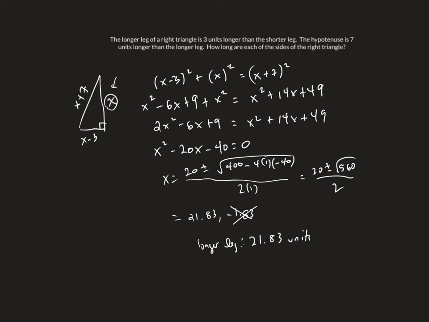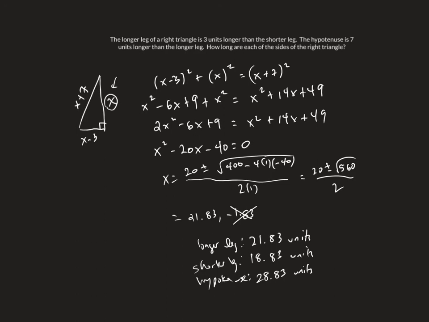So my shorter leg was 3 less than that. So it's going to be 18.83 units long. And then my hypotenuse was 7 units longer than the longer leg. So it's going to be 28.83 units.